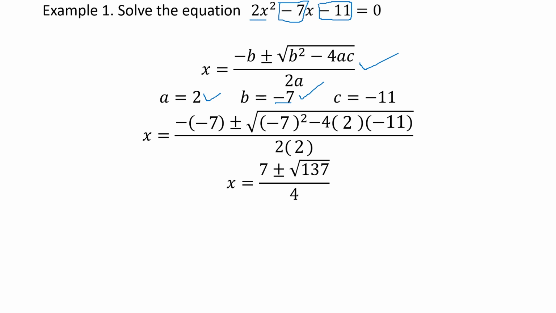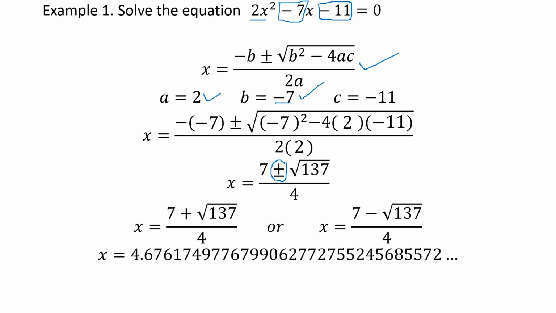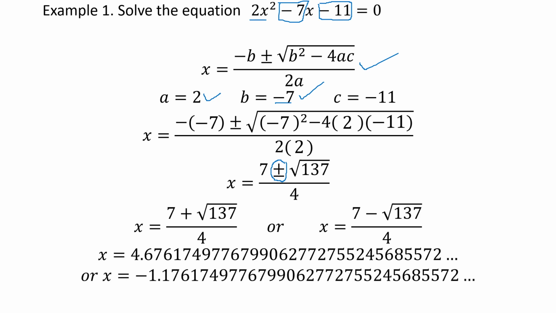Now the next thing is to split this plus or minus sign. We have two fractions here. One is adding, while the other one is subtracting. So we can split these two and write x is equal to 7 plus the square root of 137 all over 4, or x is equal to 7 minus the square root of 137 all over 4. Then if we use the calculator to simplify these values, we will get something like this. If the degree of accuracy is specified, then you can round off these numbers.